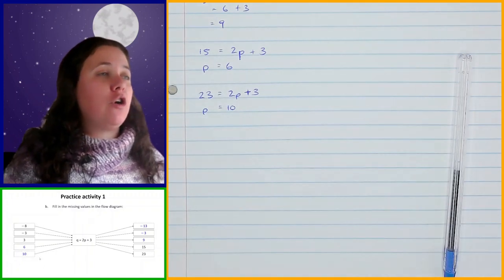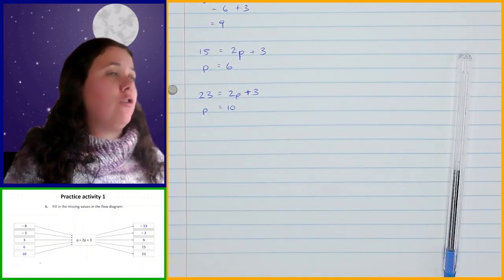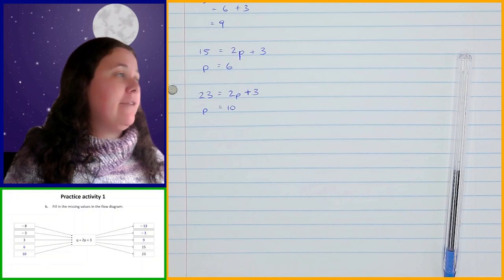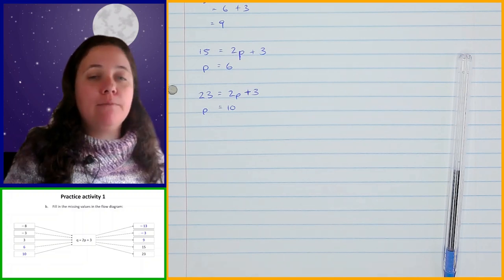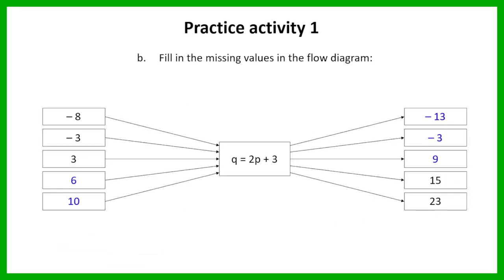So that's what you should have got for each of those values in that flow diagram. You should have got -13, -3, and then 9, and then input values of 6 and 10 over there.